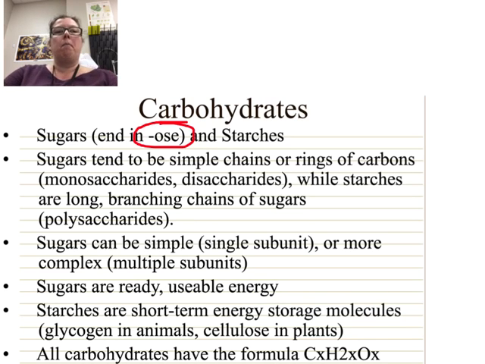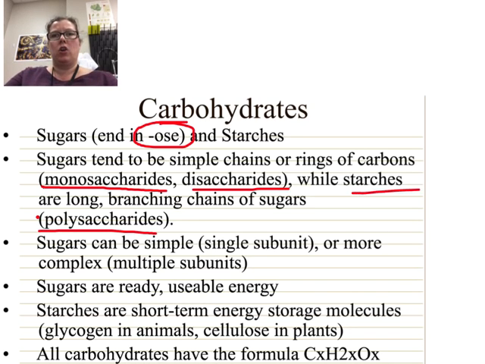Sugars are either monosaccharides or disaccharides, and these are the monomers of the carbohydrates. So small little rings of carbon, like glucose, are the monosaccharides, and then if you string two of those together, you get disaccharides. Starches are going to be the long chains of these sugars. So the polymer here is the polysaccharide, which is commonly called a starch.